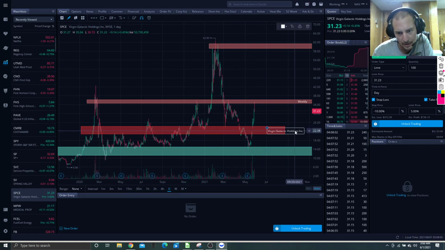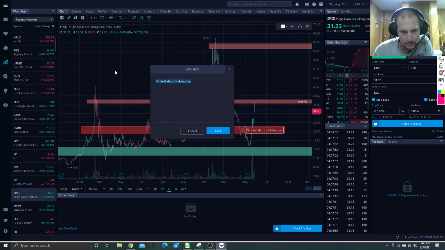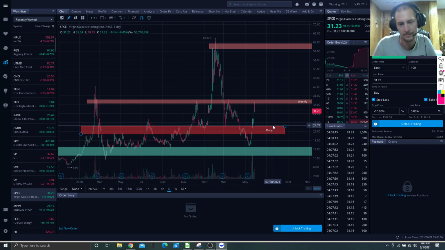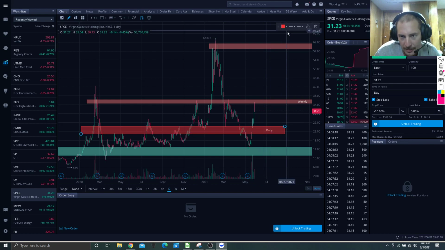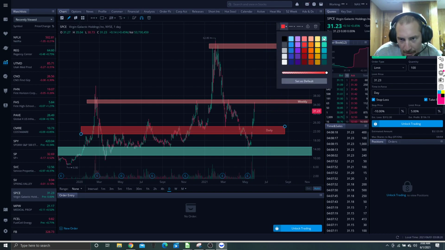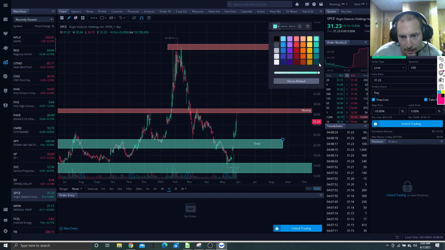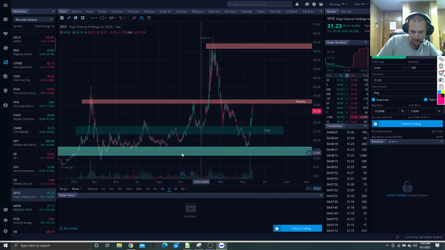Oh, it did not edit, which is weird. Change that daily, right? So now we've got our support levels marked. And we can actually even change this color to green since price is currently above that. Let's make that a darker green. There, now we can tell them apart. Weekly, daily.